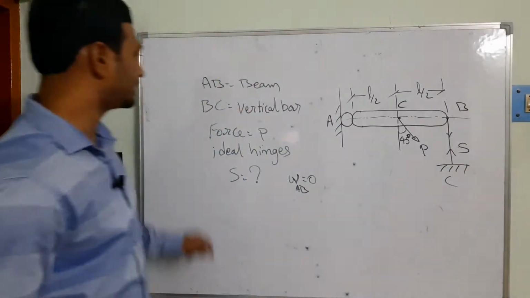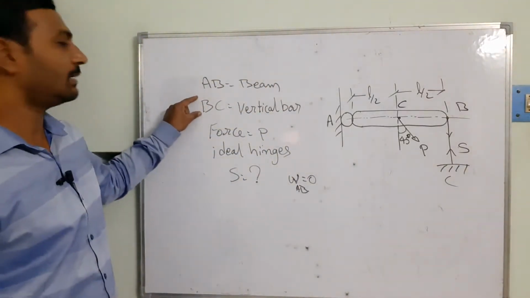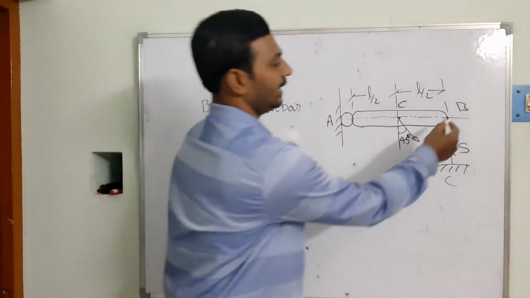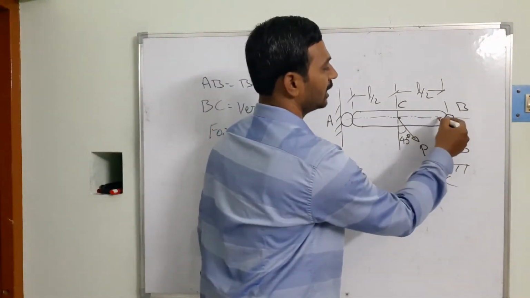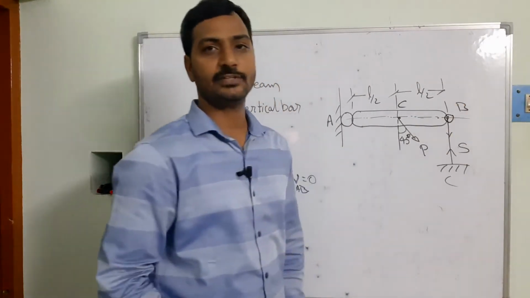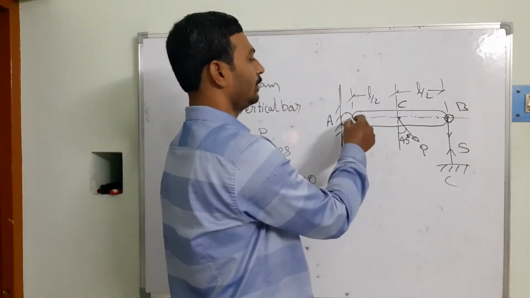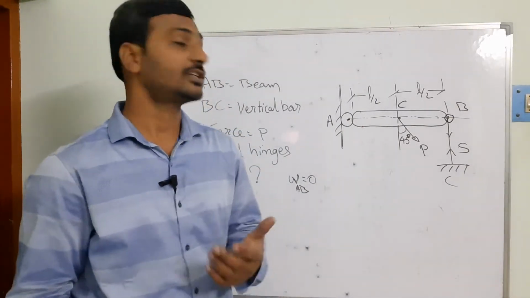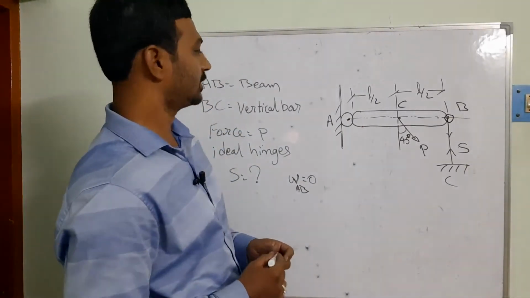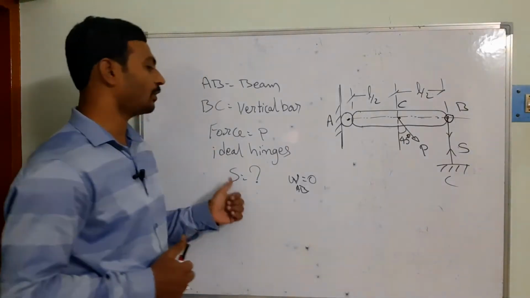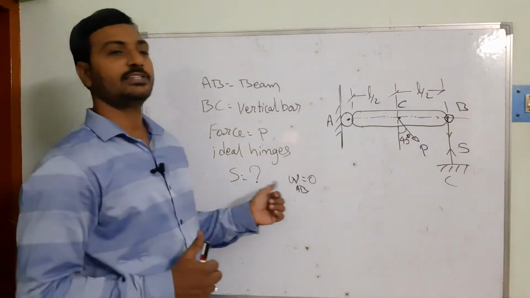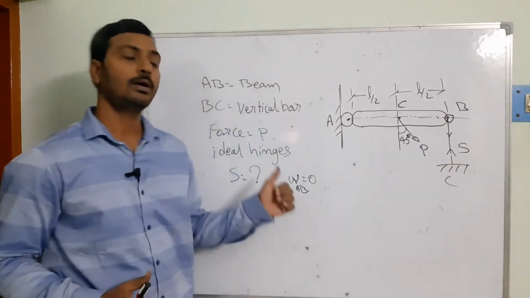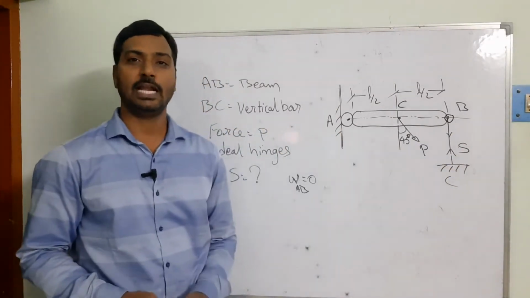So can you see I have mentioned BC is going to be your vertical bar, the force P and the ideal hinges. There we can see at the hinges between the horizontal bar and the vertical bar there is a hinge. And from the vertical bar to here is going to be another hinge. It means that we are neglecting the friction between these supporters. And then we need to find out what is the tension existing in the vertical bar. The self weight of the member AB is going to be neglected.